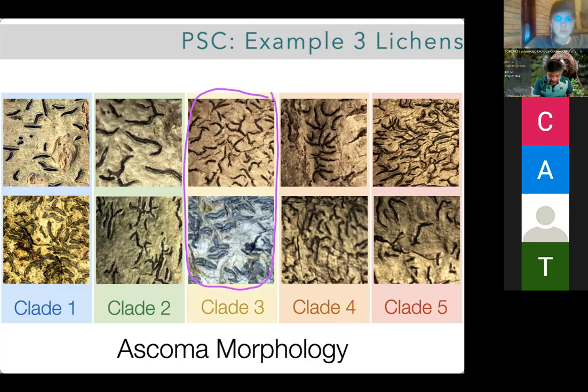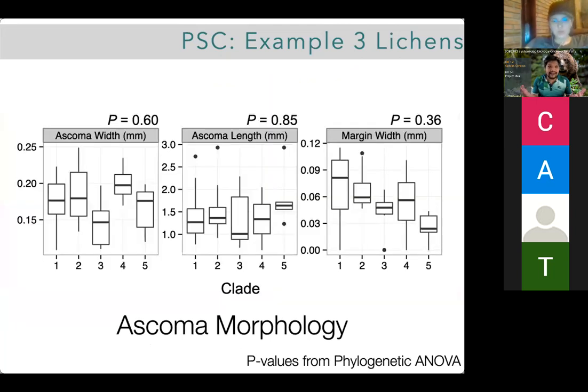So that black thing you see, the squiggly line thing, is called the ascoma. It's the fungal term for the sexual reproduction part of the lichens. So I look at ascoma morphology and I measure everything. I measure the width and the length and the margin width. The margin is this. Basically, they have a little margin here on the ascoma, and I measure the width of that margin.